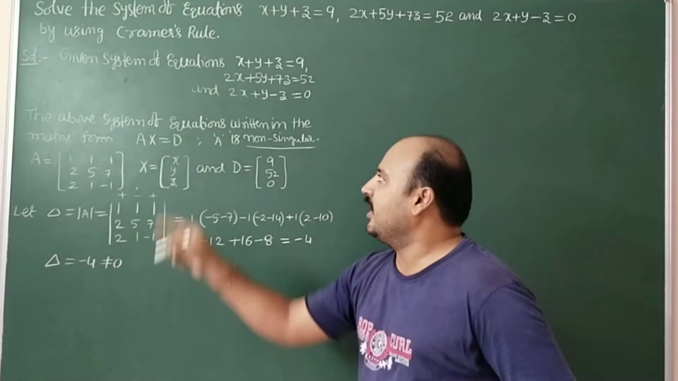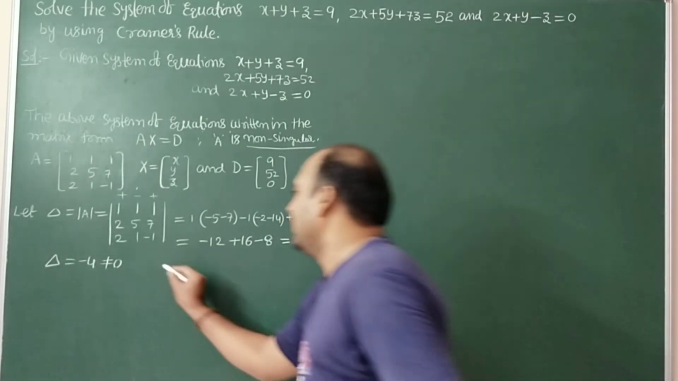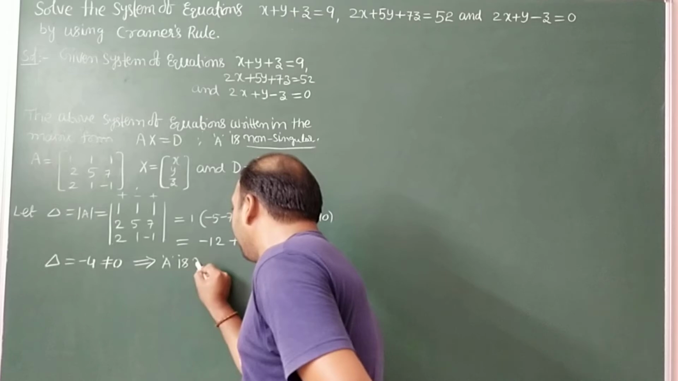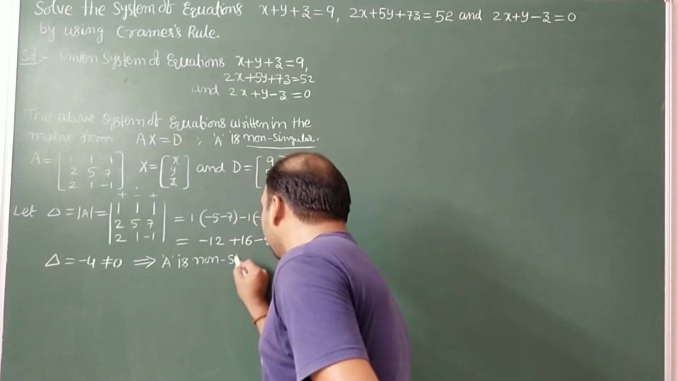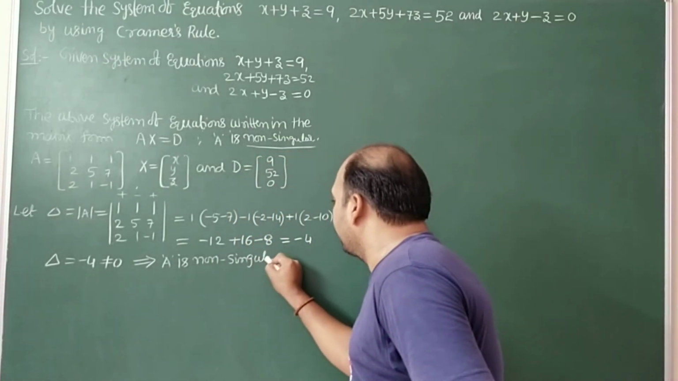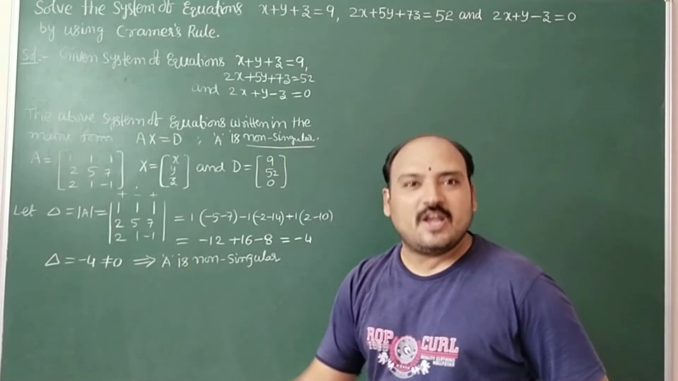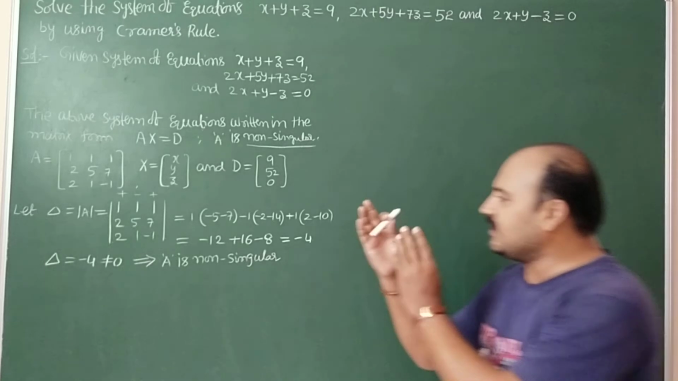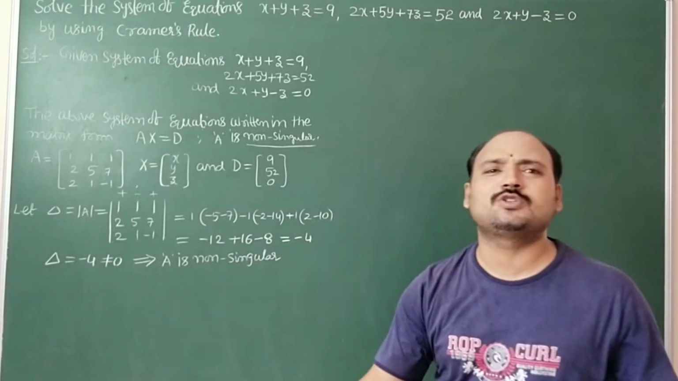We decide that A is non-singular. Whenever it is non-singular, we can proceed to the further steps. Suppose if it is singular, there is no need to go on, there is no solution at all.